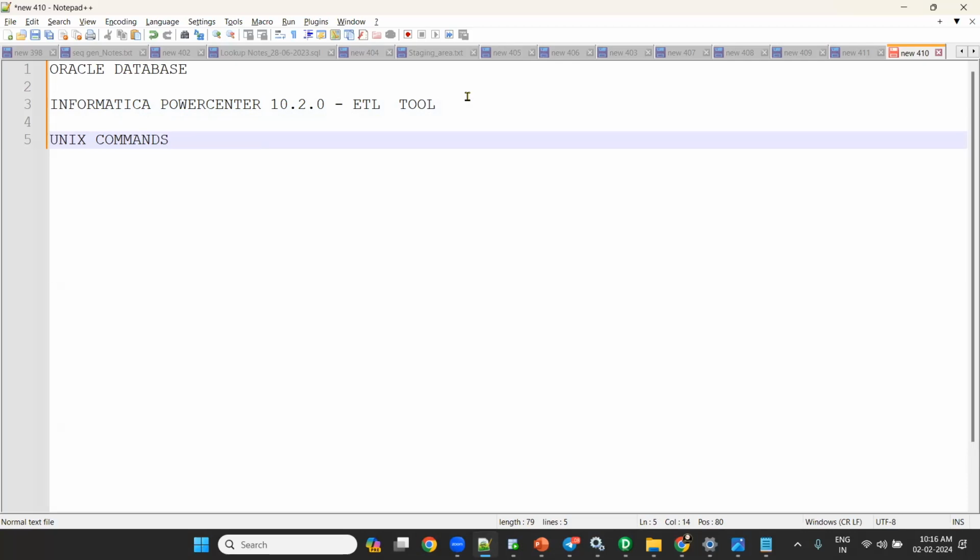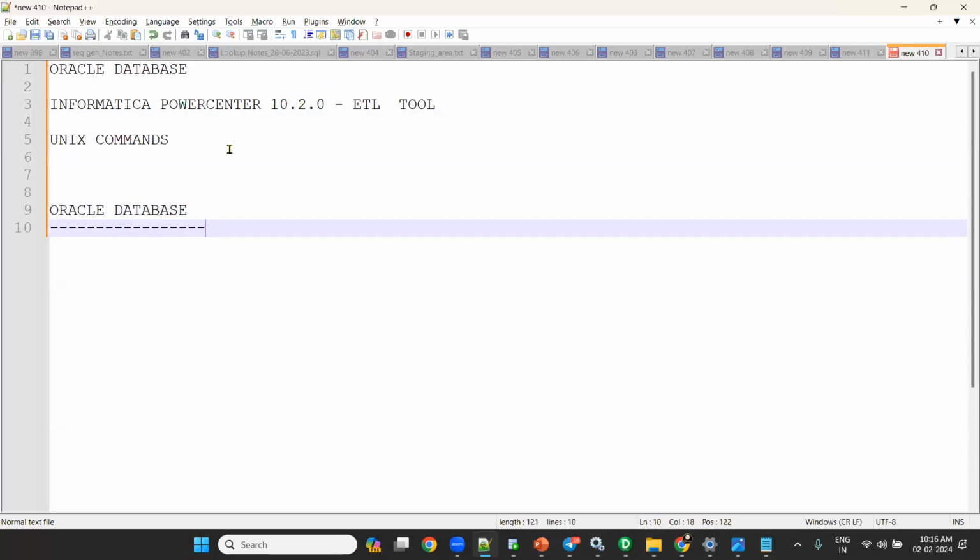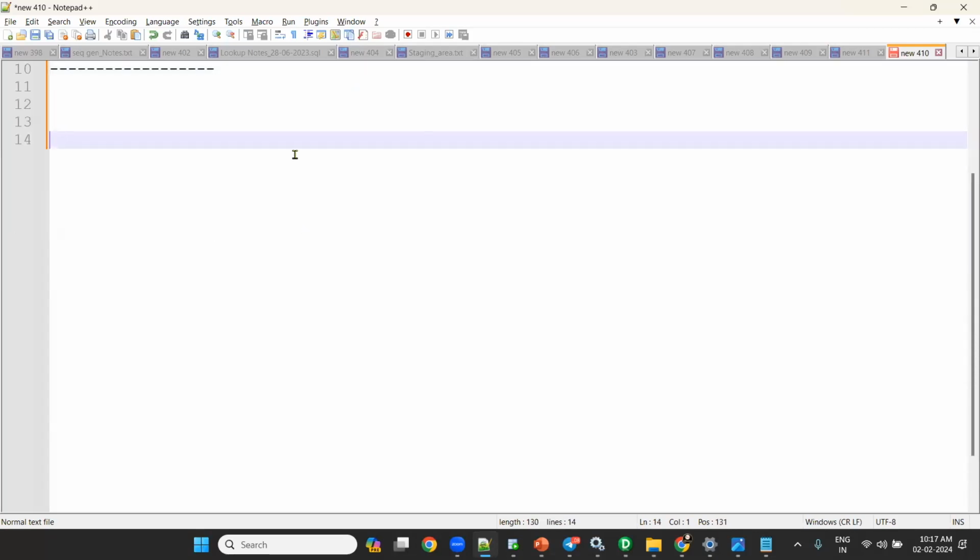The first thing we need to learn is Oracle database. Then we need to go for any other. First, we need to learn Oracle database. Yes, guys, so today we are learning Oracle database basics. First we'll learn what is Informatica, what is ETL, what is data, what is database. Then we'll go for Oracle database. Okay, now come to the point.